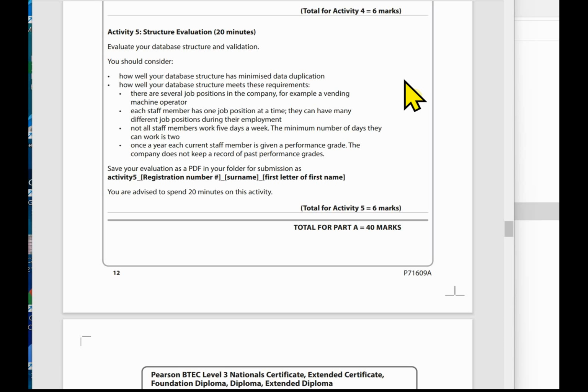When you're tackling this structure evaluation, the best thing to do is to break it up into these 2 parts first. So first of all, talk about the database structure and how you've minimised data duplication. And then the second part, how well the database structure meets these requirements, and deal with each requirement one at a time.